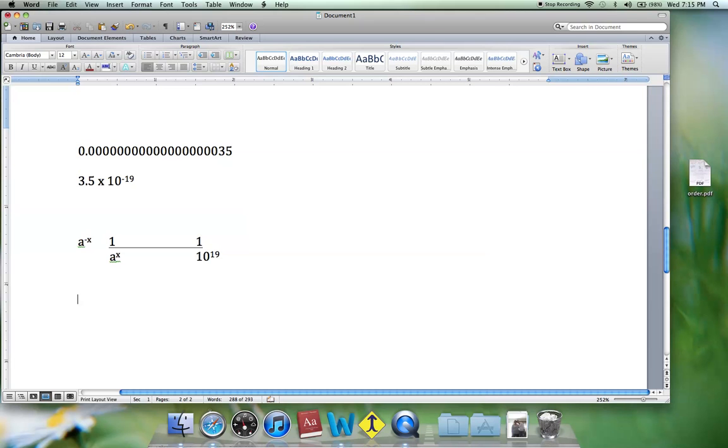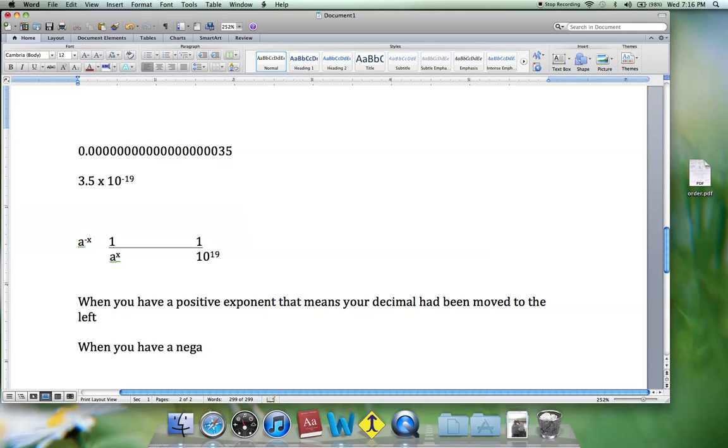So the main point is that when you have a positive exponent, that means your decimal had been moved to the left. When you have a negative exponent, that means your decimal had been moved to the right.